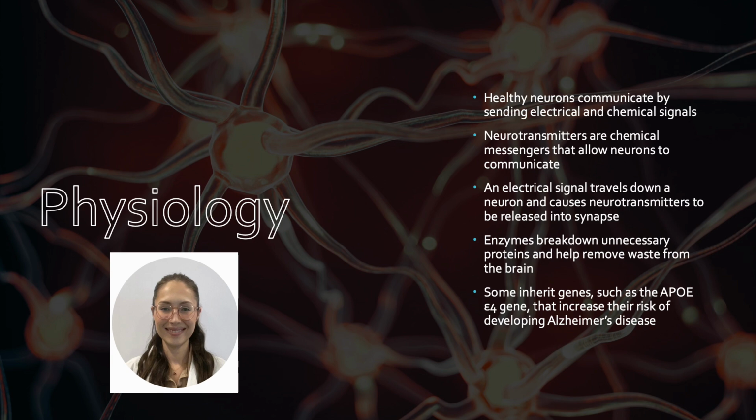The brain also has enzymes that help remove waste and break down unnecessary proteins to keep the brain healthy. In Alzheimer's disease, this communication between the neurons becomes damaged. Harmful proteins build up, nerve cells stop working properly, and they eventually die. So then this causes memory loss, confusion, and problems with thinking and everyday activities. And to top it off, genetics can also play a role.